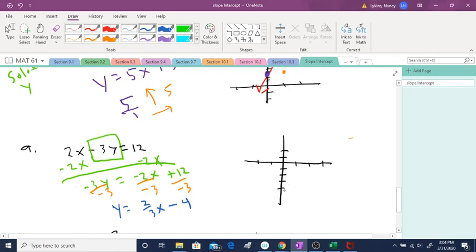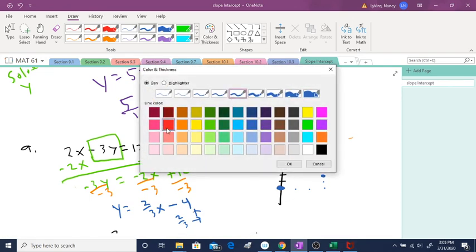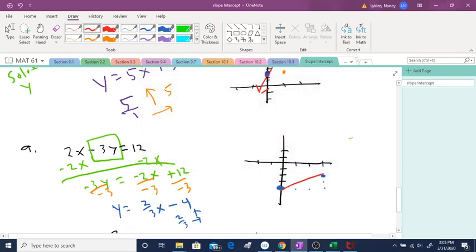So this means I'm going to start at negative 4. I'm going to go my 2/3. That means I'm going to go over 3. 1, 2, 3. Up 2. 1, 2. Those are my 2 points. I'm going to graph it. And there we go.